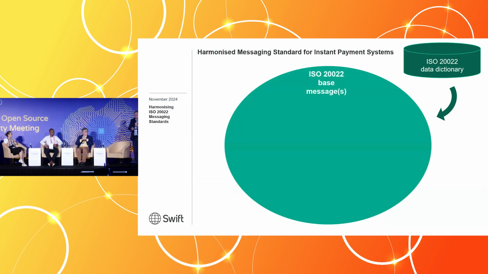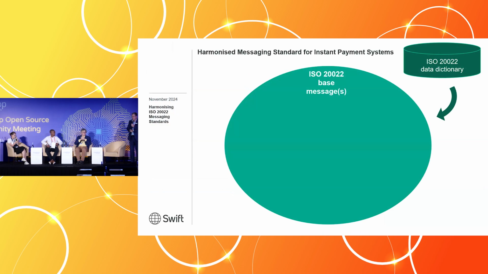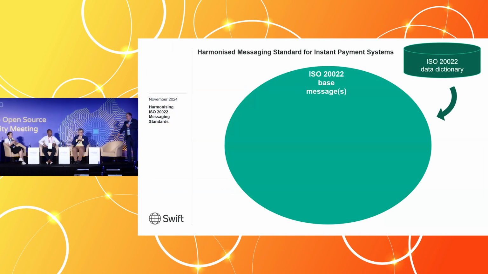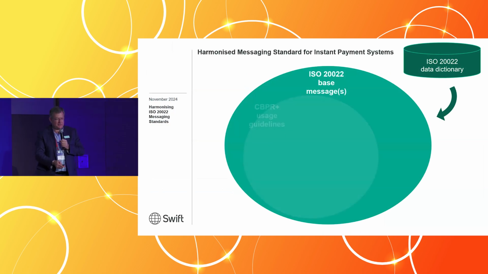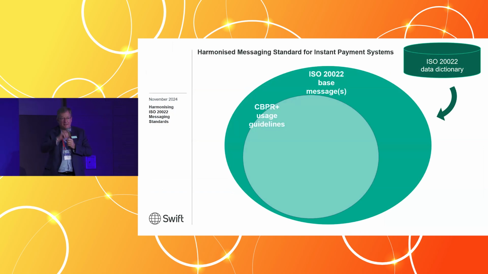Remember, Michael said that there's this data dictionary, which is brilliant. Everything starts from the data dictionary, and then you have this massive universe of things that most people won't use, like Michael said, of an ISO 20022 base message. And then we have a number of guidelines, so cut-down versions. We take a portion of everything in that entire universe, and we define a usage guideline around it. So we have a CBPR+ usage guideline. This is specifically used for cross-border payments.